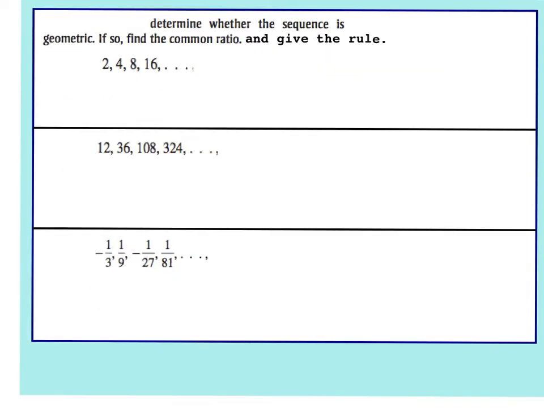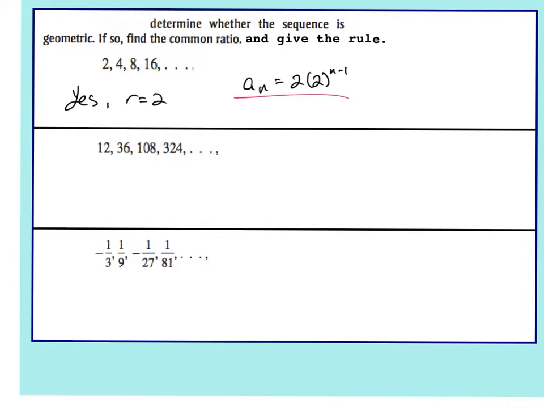All right. Whether it's geometric or not, we're going to find the common ratio, and then we're going to give the rule. So the first sequence we have is 2, 4, 8, 16. I can always see it. Is that geometric? Yes. All right. What would be the common ratio of this one? 2. Okay, so the common ratio is 2. And so we need to write our rule. So a sub n would equal 2 times 2 to the power of n minus 1. Now, most of the time on a free response type of question, that is good. You don't have to do anything to it.